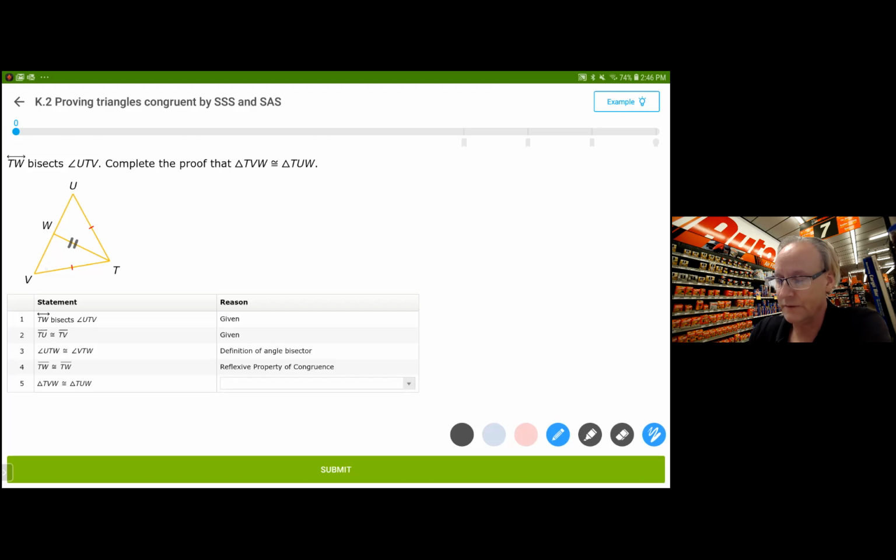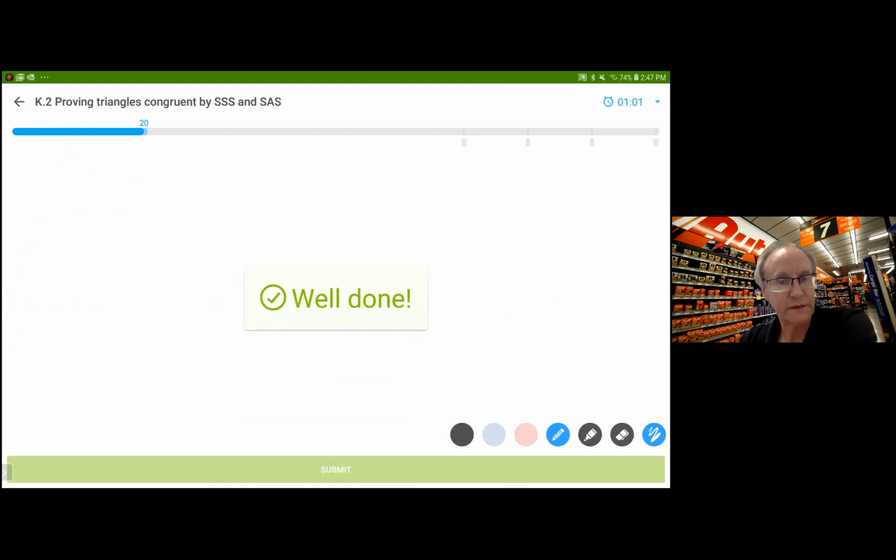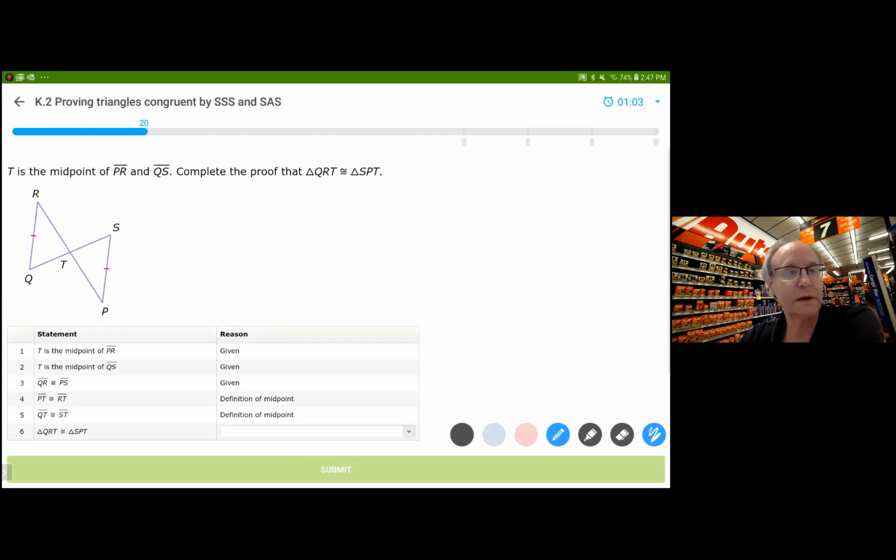Well, there's the UTV, the angle is over here. And WT bisects it, which means that it cuts it into two equal pieces. And so it has side, angle, side is congruent to a side, angle, side, and the two triangles are congruent. So we've given all of the definitions and all of the answers to get this information. And of course, we have side, side, side, angle, side that shows that the two triangles are congruent. Let's find another one. Let's take a look and see what they did this time.